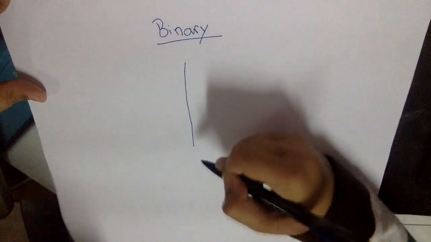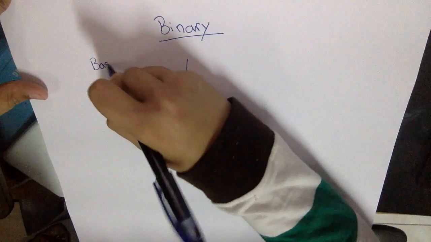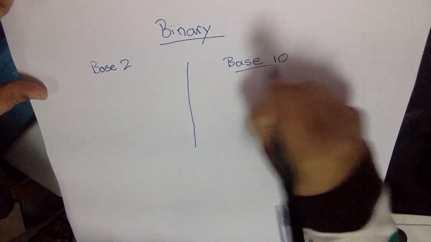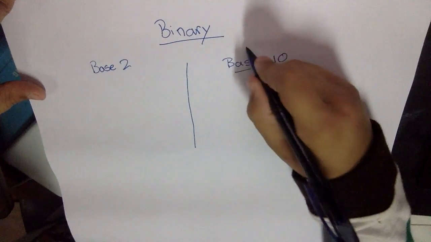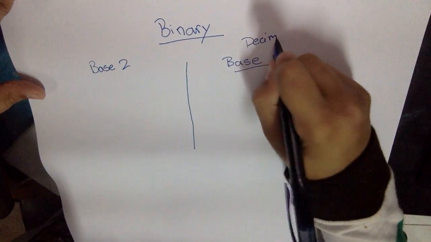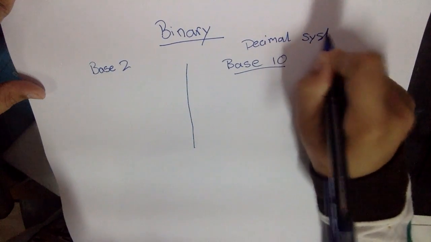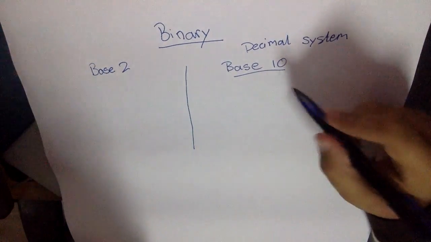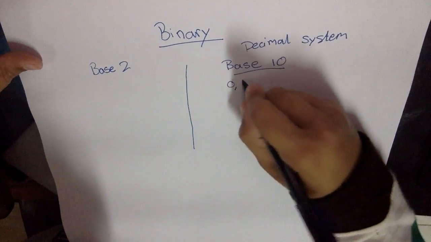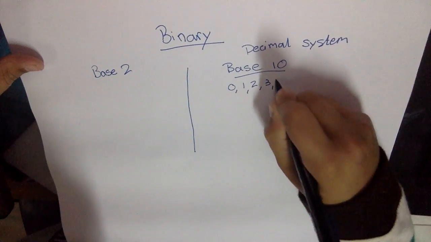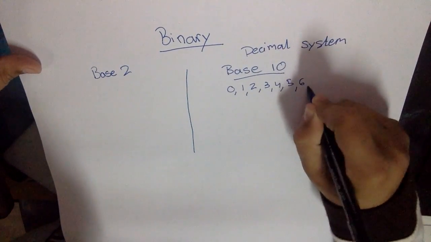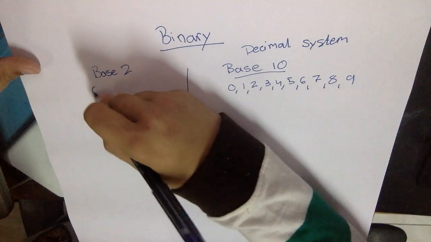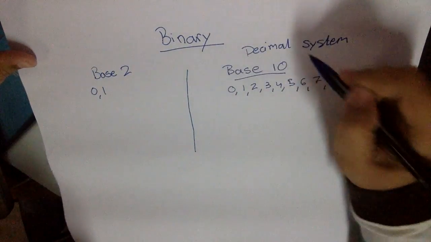Now, there are two types of things. There's a base 2 system and there's a base 10 system. Base 10 is what we use every day. It's our everyday life, also known as the decimal system. Base 10 consists of 0, 1, 2, 3, 4, 5, 6, 7, 8, and 9. And base 2 just consists of 0 and 1.